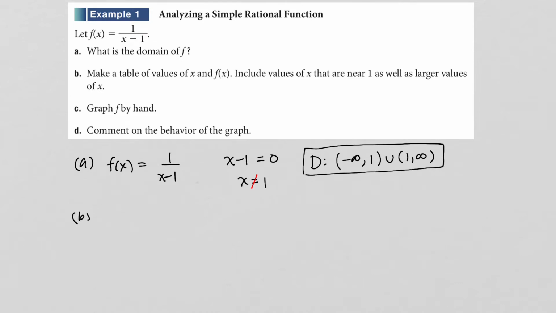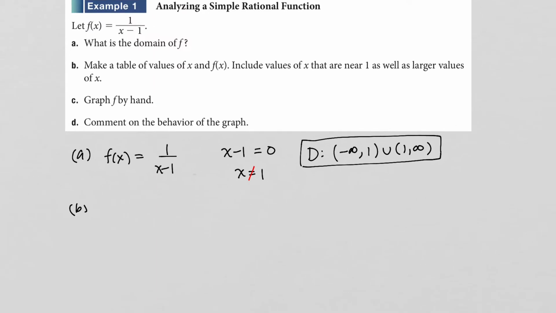In the second part, they ask us to make a table of values of x and f of x, and they want us to include values of x that are near 1. So, in other words, they want to know what happens near the value that is restricted from the domain. And they also want us to plug in larger values of x. So rather than me doing this by hand, I'm going to go ahead and import the table.